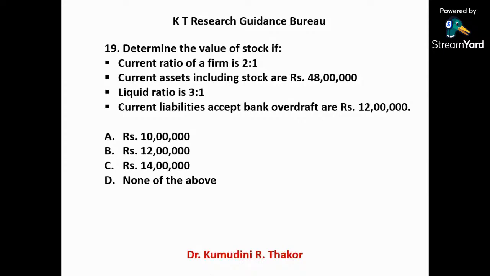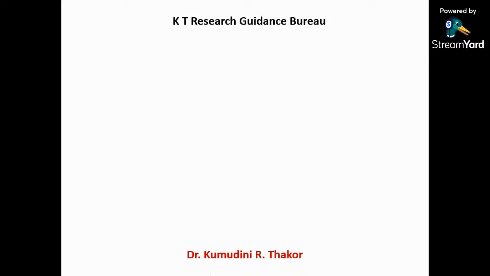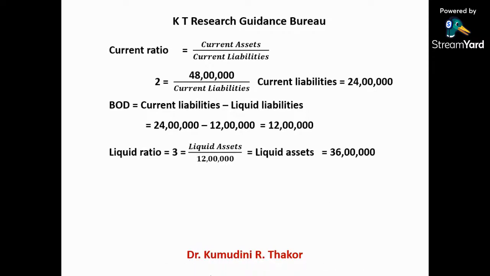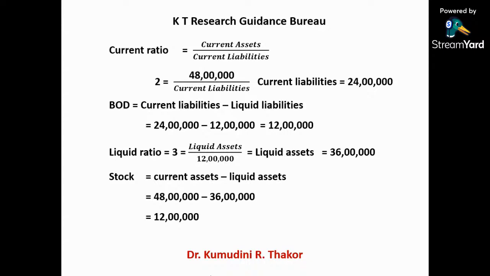So if you followed the previous one, then it is easy to calculate this one, even though I will give you the complete explanation. Current ratio, you know, 24 lakhs you found out. This 12 lakhs also you found out. Now, liquid ratio is 3. So liquid ratio is equal to liquid assets by liquid liabilities. So your liquid assets come to 36 lakhs and stock is equal to current assets minus liquid assets. So 48 lakhs minus 36 lakhs is equal to again 12 lakhs. Check. 12 lakhs is in B. So your right answer is B, 12 lakhs.